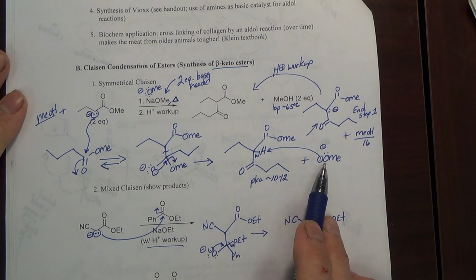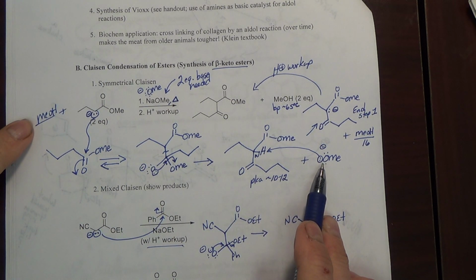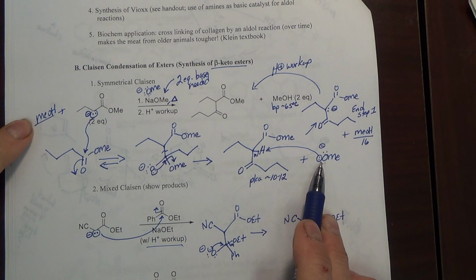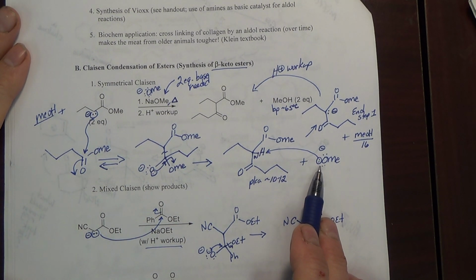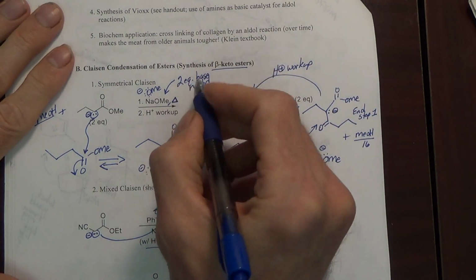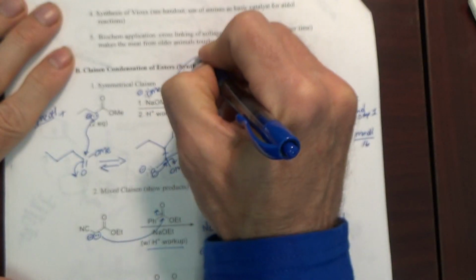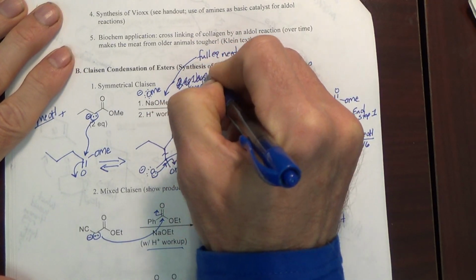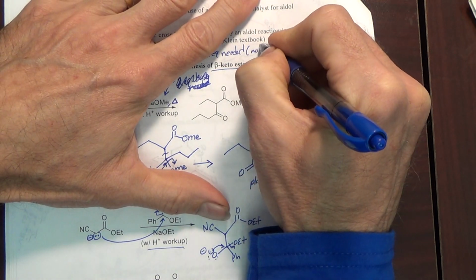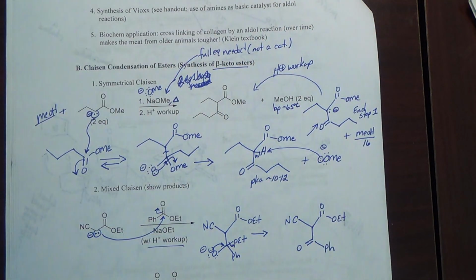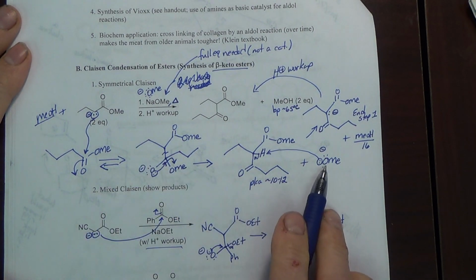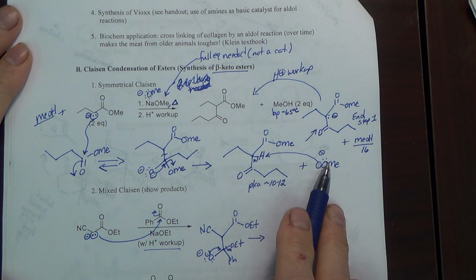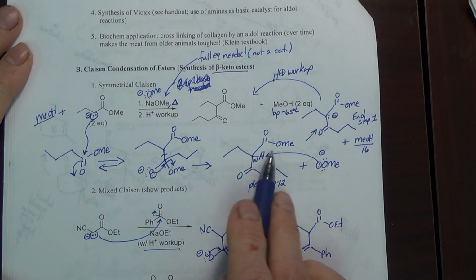Hold on, we did reform methoxide here. No. I'm not going to say 2 equivalents of base needed. Full equivalent needed. It's not a catalyst. If the reaction stopped here, it would be catalyst. We reformed it. But at this point, that takes an H.